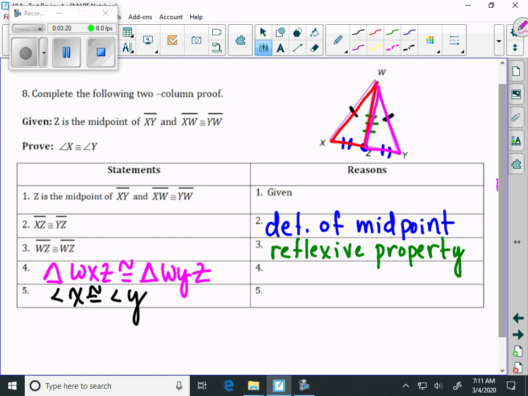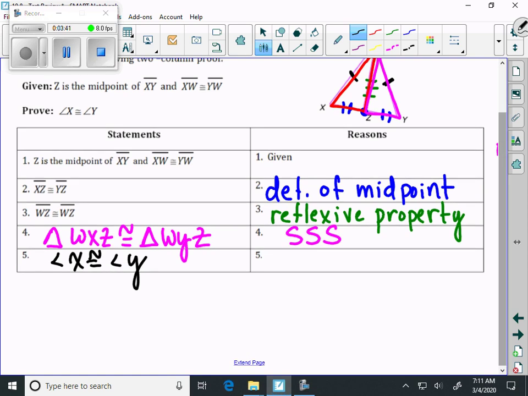And the reason that these two triangles are congruent is because we have a black tick mark on a side, we have a blue tick mark on a side, and we have green tick marks on a side. We have three sides congruent. And now what we've done is we've used our shortcut methods to prove that the triangles are congruent. And now what we can say is, because the triangles are congruent, that means all 6 parts of the triangle are congruent. All 3 sides, all 3 angles. And we're looking at specifically angle X is congruent to angle Y, which is the corresponding parts of congruent triangles are congruent.